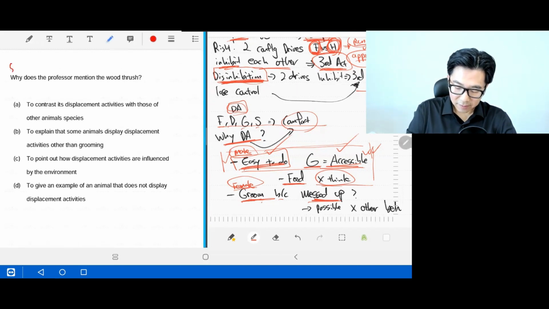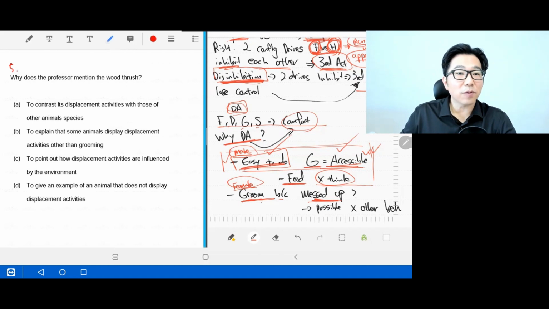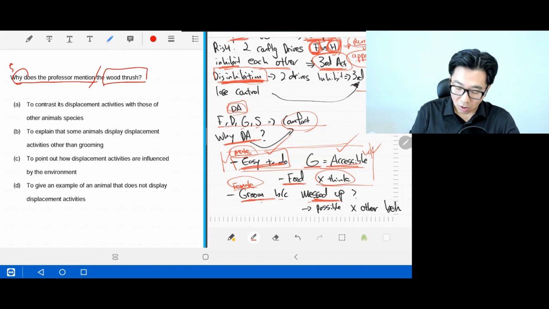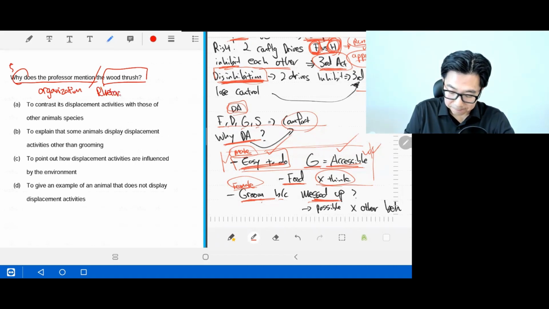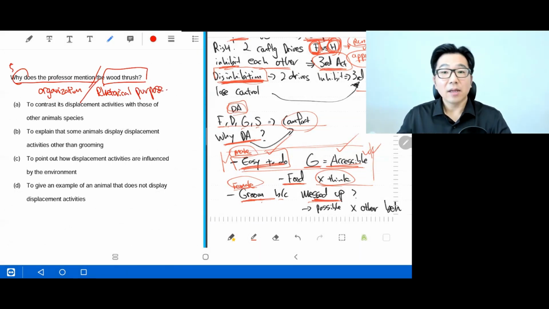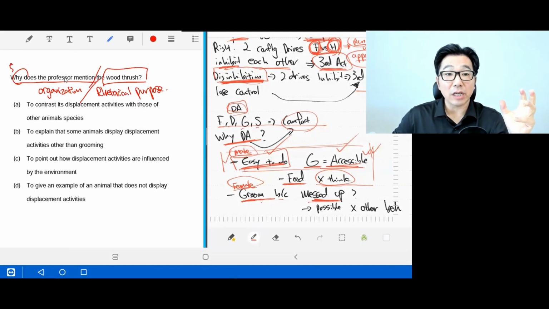Question number 5. Why does professor mention wood thrush? Okay, so this is called organization question in TOEFL listening, and it's very similar to rhetorical purpose question in TOEFL reading. Okay, so what is the purpose that professor is mentioning wood thrush? For what purpose?